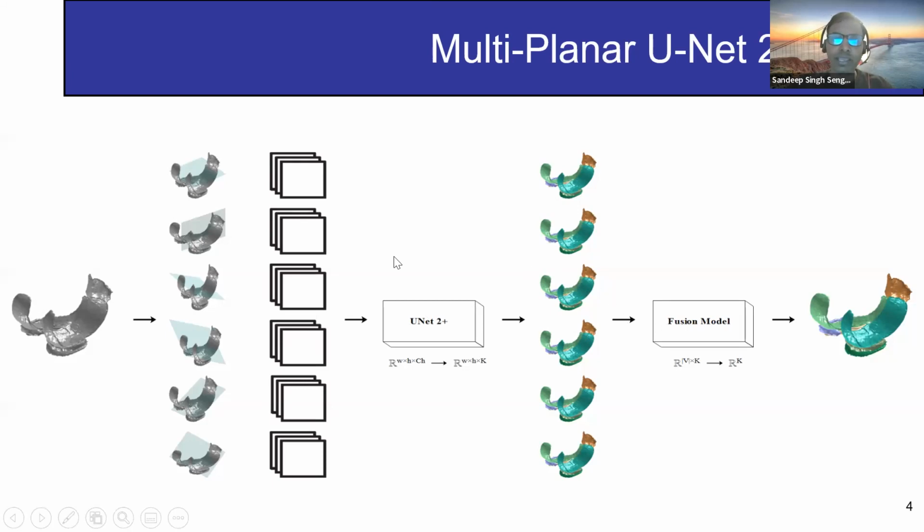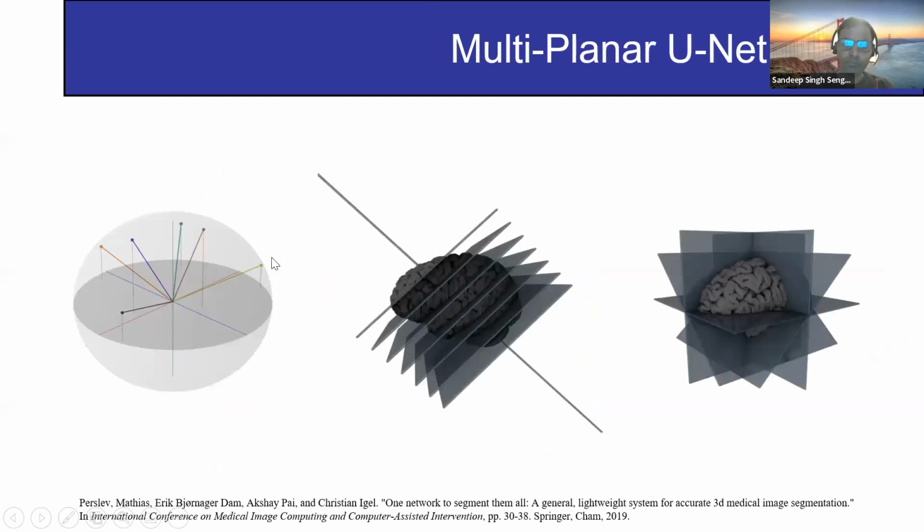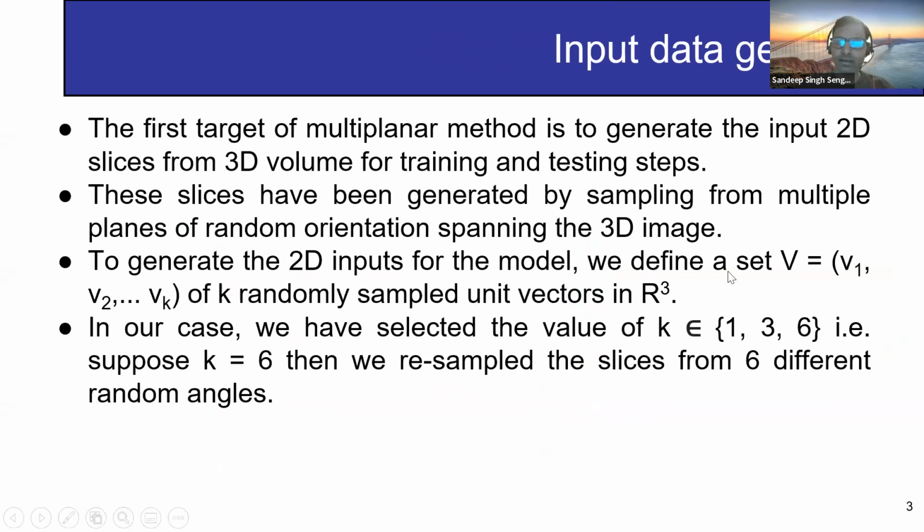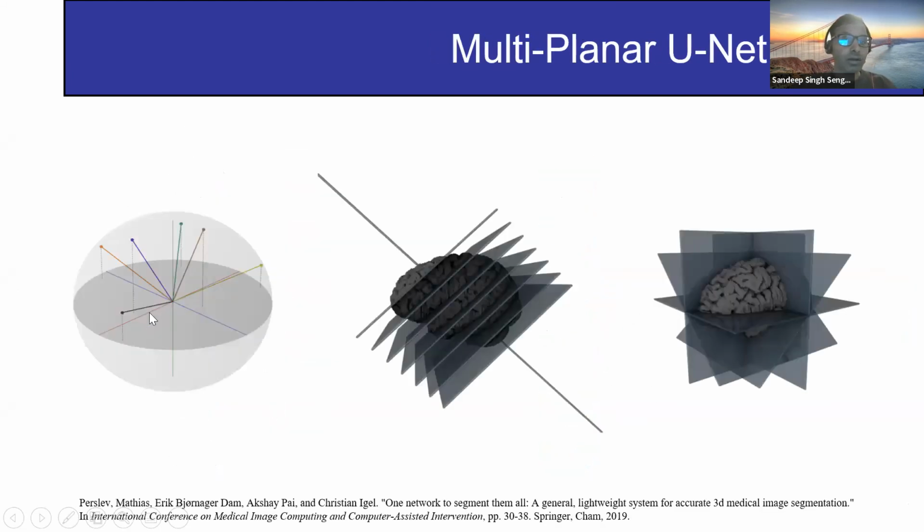This is the way we applied it. Whatever I explained, we have written as V1 to VK, where K will be 6, and we use 1, 3, and 6 planes. Here you can see how we extract the 2D slices from the 3D scan. These are the different angles we are selecting, and this is one particular angle.